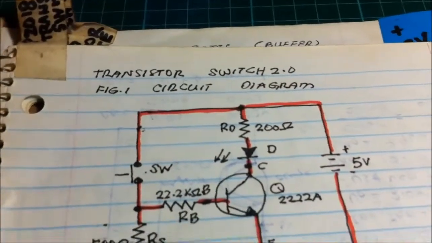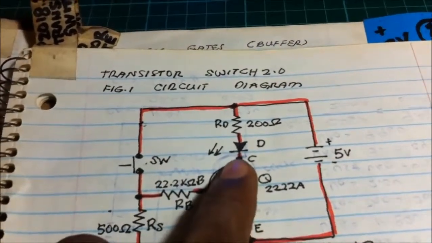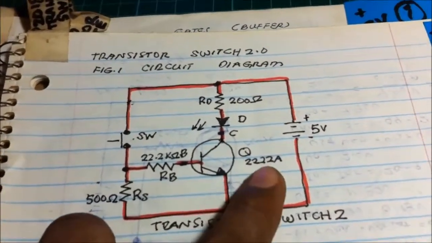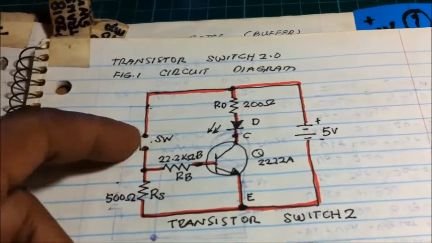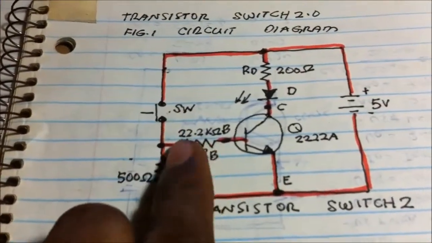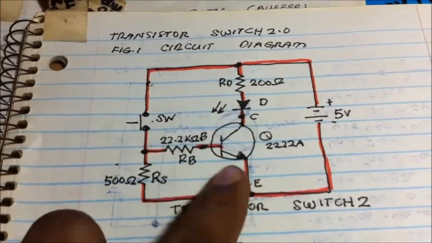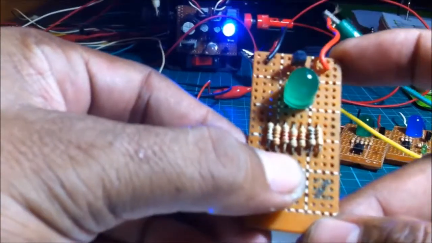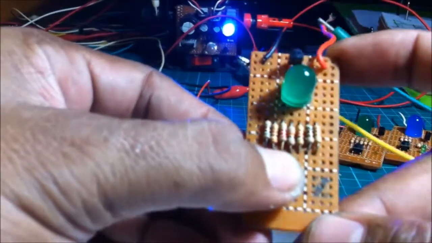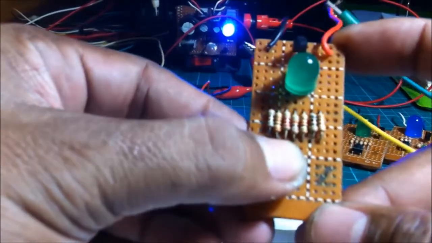Switch 2.0, and now the LED is connected to the collector side. 2N2222A transistor, the switch input is in the base, 22 kilo ohms. Pressing the switch. It's also a buffer.